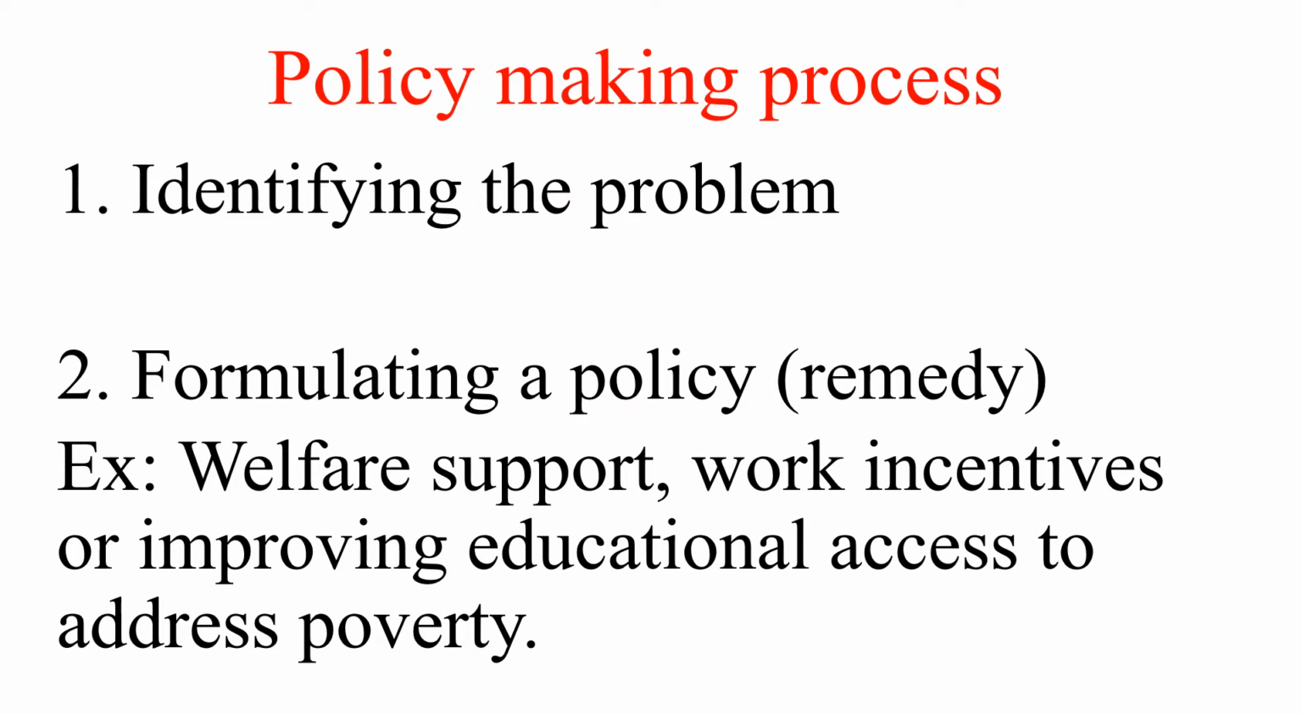Our policymakers adopt policies through a multiple step process. The first step is identifying the problem. In our last example, it was the traffic problem in the city of Austin. The second step is formulating a policy or a remedy to address this problem. Welfare support, work incentives, or improving educational access would be some of the remedies that could be considered to address the problem of poverty, for example, when we discuss poverty as an issue.